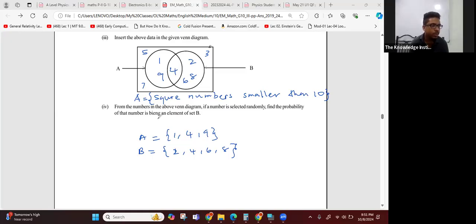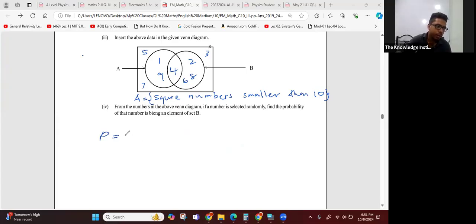From the numbers in the above Venn diagram, if a number is selected randomly, find the probability of the number being an element of set B. Okay, so the probability is defined as P equals number of elements in the given set divided by number of elements in the universal set. So the number of elements in set B is 1, 2, 3, 4. 4 elements.